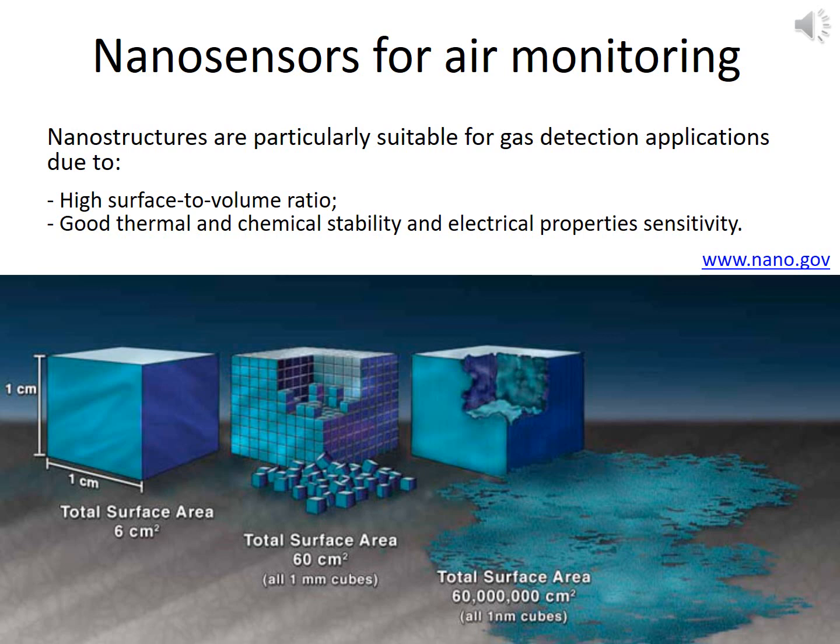In addition to the high surface-to-volume ratio, one-dimensional nanostructures are particularly suitable for gas detection applications based on their good thermal and chemical stability and the sensitivity of their electrical properties to changes in the surroundings. These one-dimensional sensors have demonstrated high sensitivity down to parts-per-billion levels, fast response, good selectivity, low power consumption, and miniaturization.